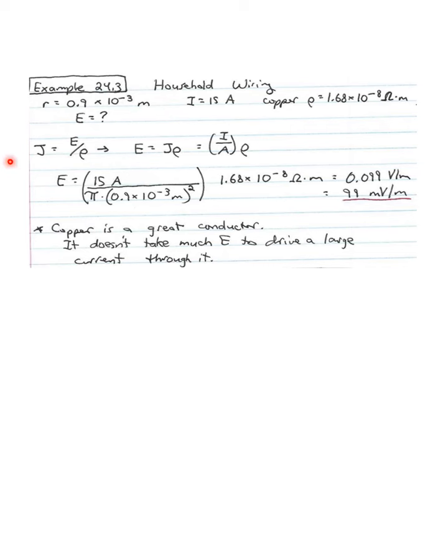We say that current density is electric field over rho, which means electric field is current density times resistivity. Remember that current density is current over area. So plugging all those in, we have the current of 15 amperes. The cross-sectional area is pi times the radius squared. And then we're going to multiply by the resistivity. What we end up with is 0.099 volts per meter, or we can say 99 millivolts per meter. So copper is a great conductor used for wires, which means it doesn't take much electric field to drive a large current through it.